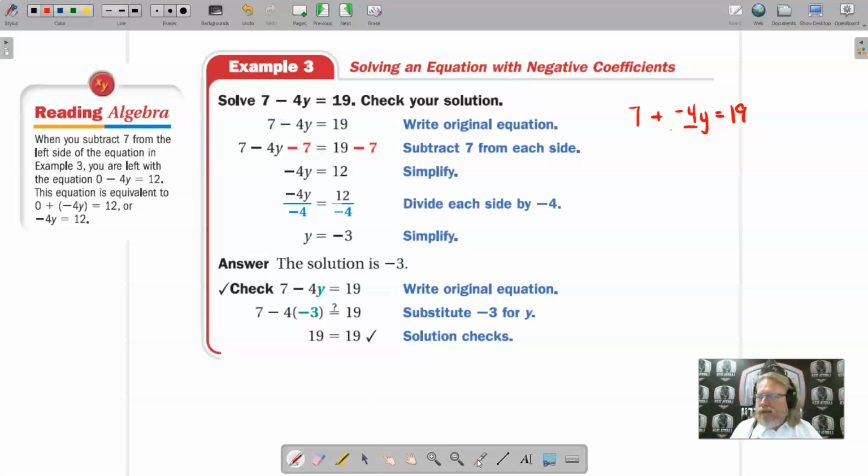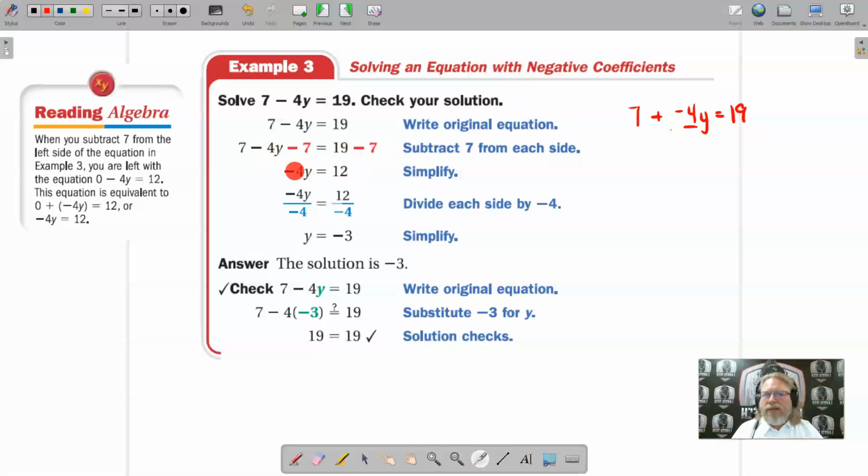So let's go ahead and see what they do here. We have to first get rid of this positive 7. So we're going to add a negative 7 to each side, because before we can deal with that multiplication going on between the negative 4 and the y, we first have to get rid of that 7. So we're subtracting 7 from each side. The 7's will cancel each other, leaving us with just negative 4y. And 19 minus 7 is 12.